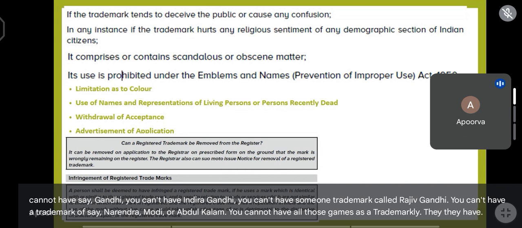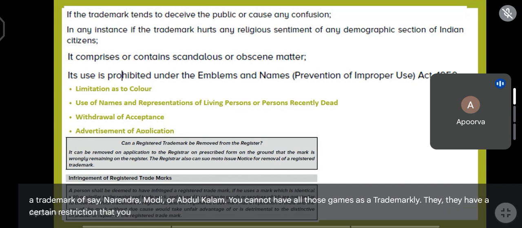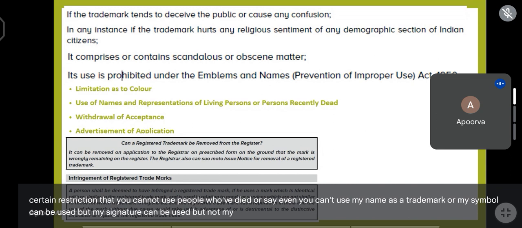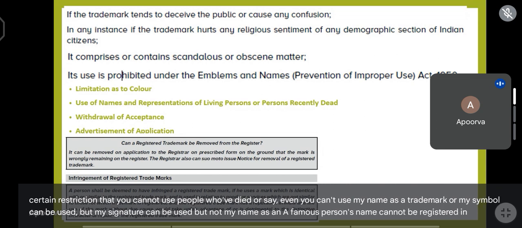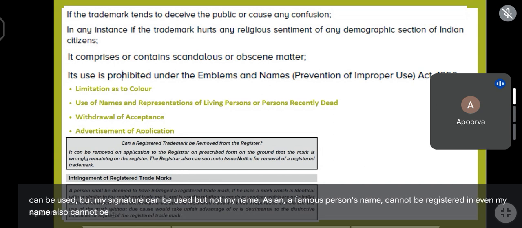They have certain restrictions that you cannot use people who have died, or say even you can't use my name as a trademark. My symbol can be used, my signature can be used, but not my name. As in, a famous person's name cannot be registered. Even my name also cannot be registered until it is associated with a particular product.